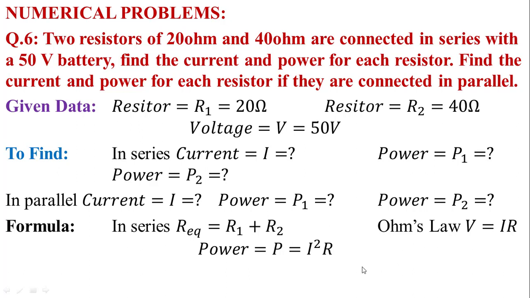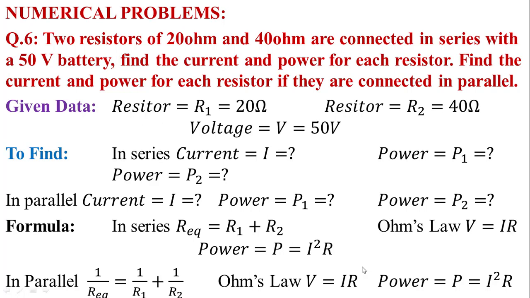Now in the other combination, the parallel combination, the equivalent resistance is 1 upon R equivalent is equal to 1 upon R1 plus 1 upon R2, and according to Ohm's law V is equal to IR and power P is equal to I square R. Now we use the formulas to calculate the current in series and parallel, and also find the power. Now we will move to the solution.